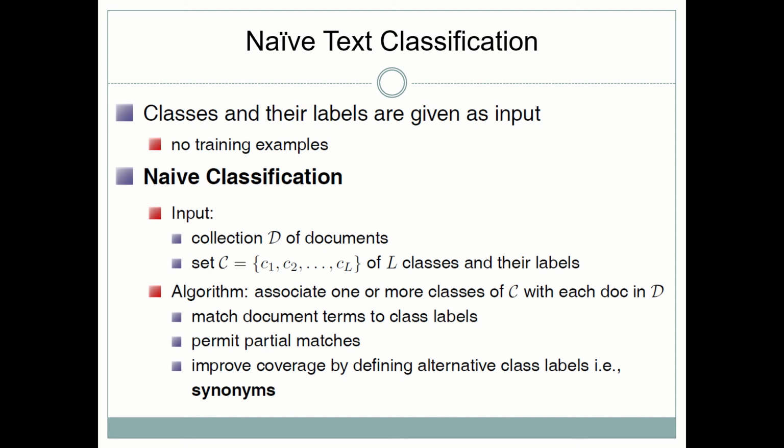So what do we do? We match document terms to the class labels, and we also permit partial matches. We could also improve coverage by defining alternative class labels based on synonyms. So we will have a list of terms that carry the same meaning, and we can use that as a reference.